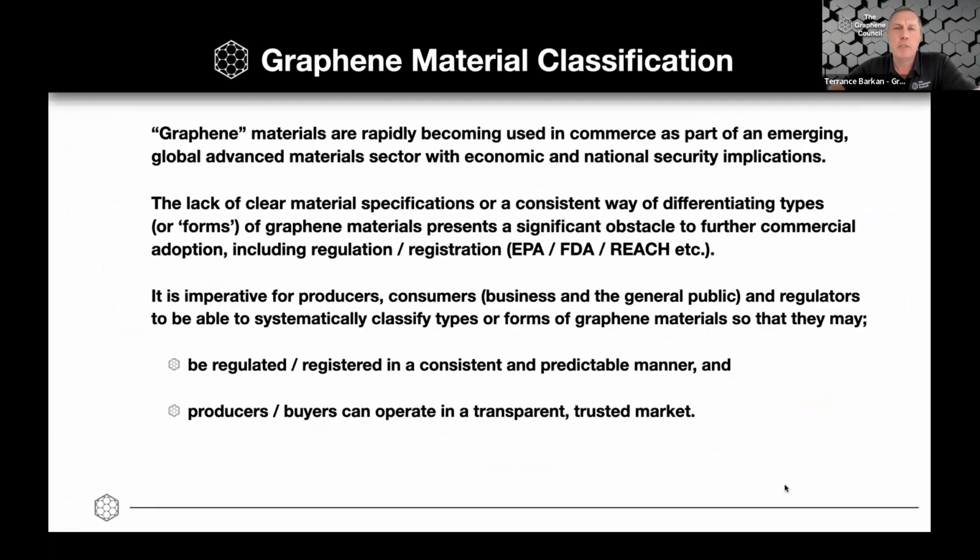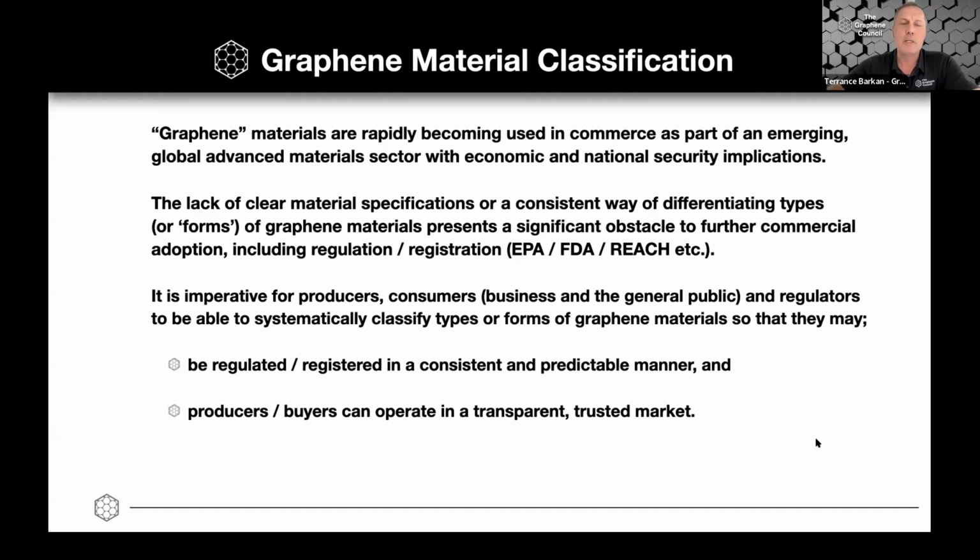So the Graphene Material Classification Framework came about because graphene is being used commercially more and more every single day. But there's a lack of understanding of the different types and forms of graphene. Now, from a scientific perspective, graphene is simply a single atomic layer of sp2 bonded carbon. But as far as commercial application, the way it's used in everyday commerce, graphene is actually a whole family of materials which can include things like graphene oxide, reduced graphene oxide, nanoplatelets, functionalized material, etc.